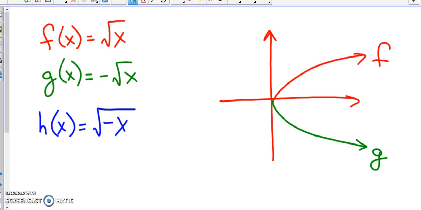Note the difference. It's all in where the minus is. So where does this end up? And so it's a y-axis reflection. It'll end up in which quadrant? The second. So this would be H.